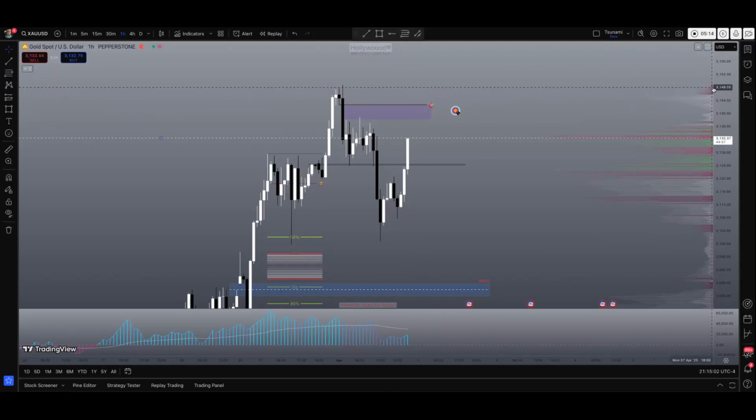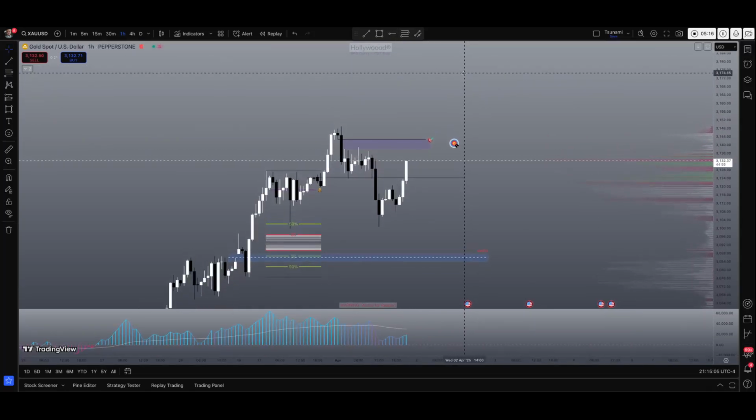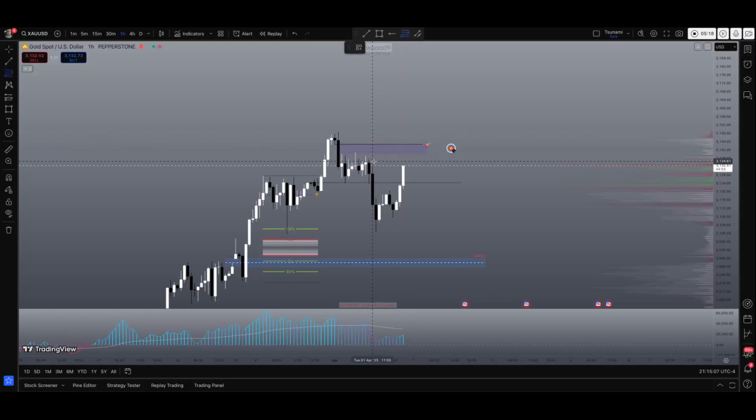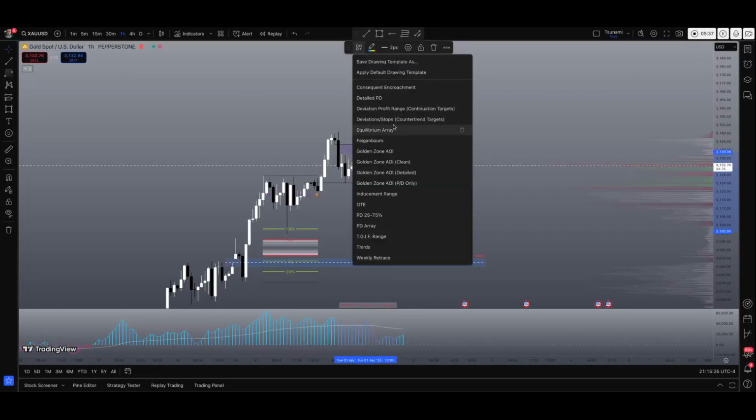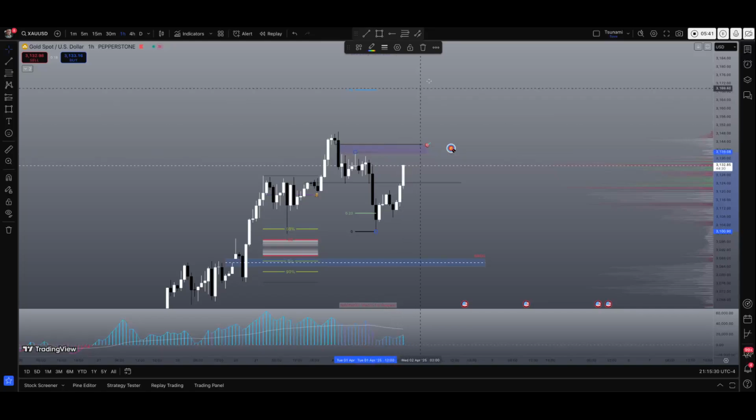Let's go ahead and, before we get out of here, throw one deviation on. I'll throw this deviation. Let's do it from here to here. I think that's a good high and a low. I was going to use this one. I could use that one, but matter of fact, that should be more accurate, higher time frame. We're going to do continuation target.